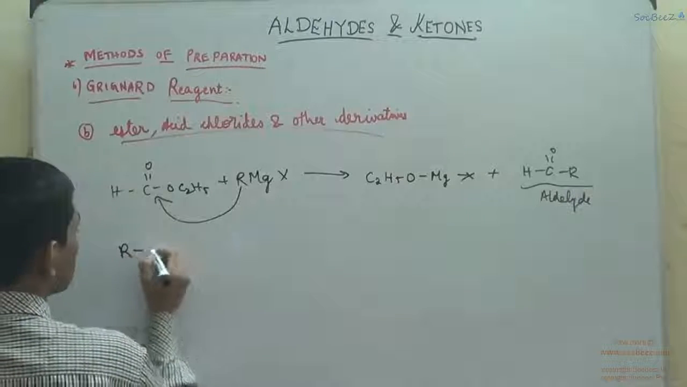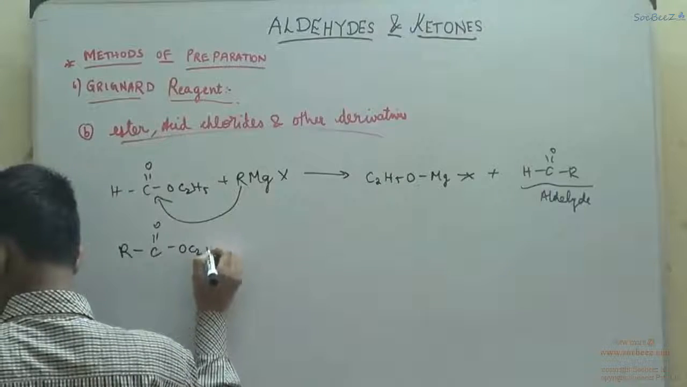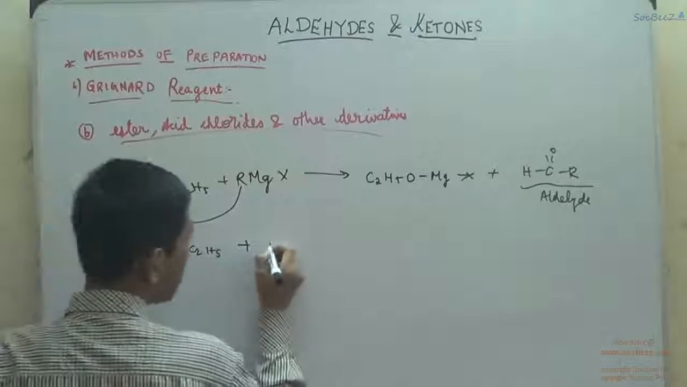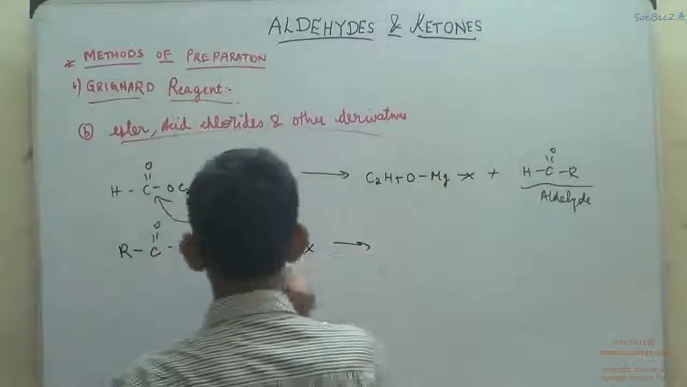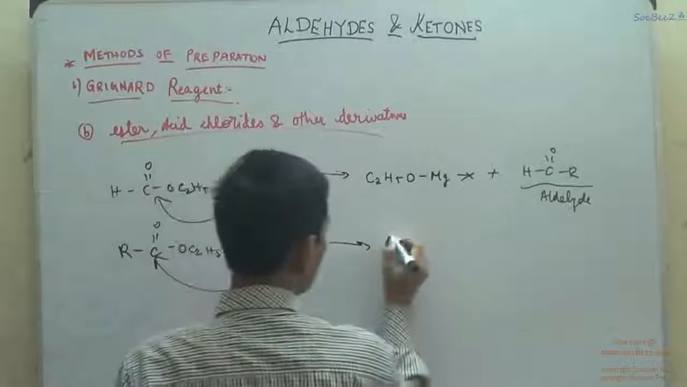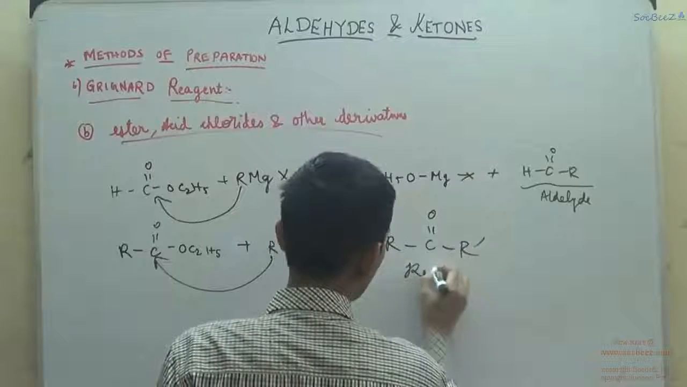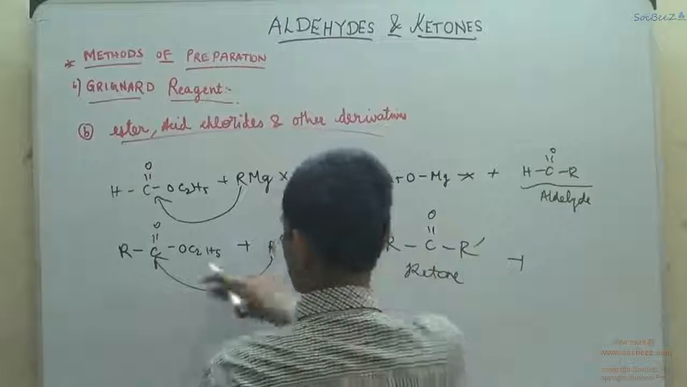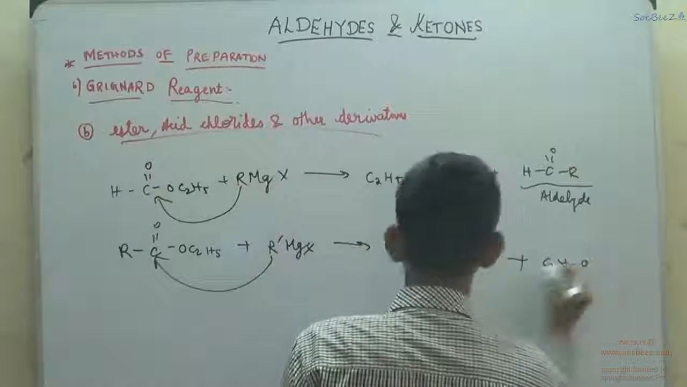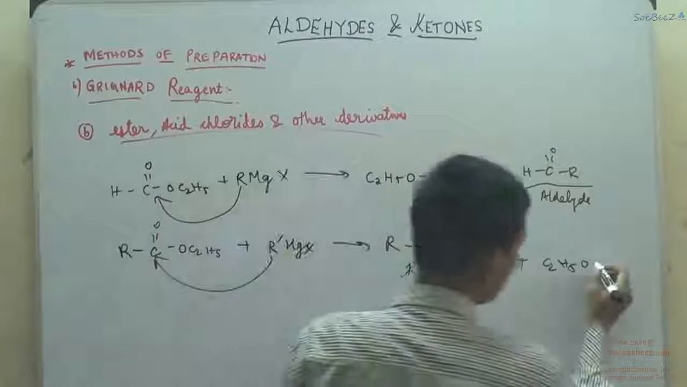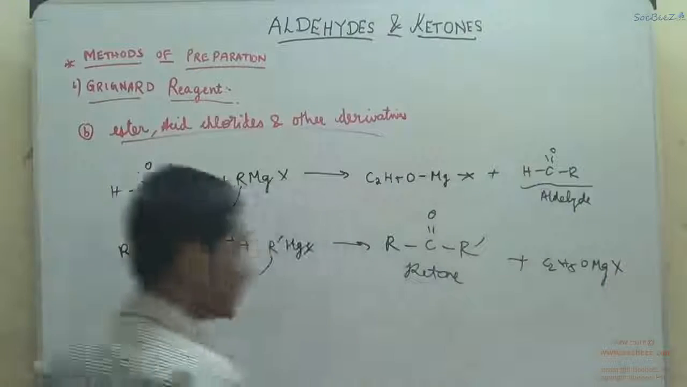If you take some other ester, plus let me make this R dash MgX. So R dash goes, attacks here, you get R C double bond O R dash, which is your ketone, plus this particular group C2H5O having a negative charge forms this organometallic compound with magnesium.